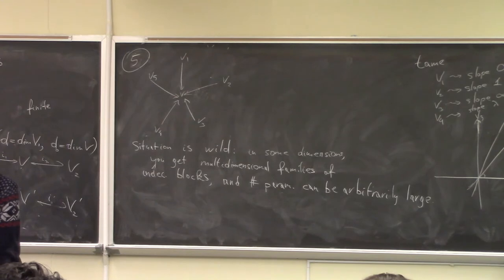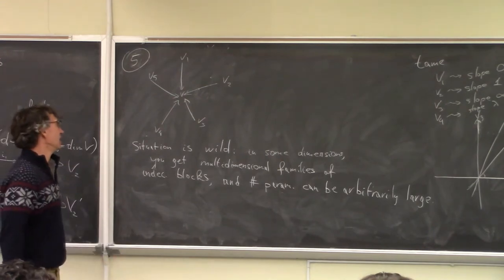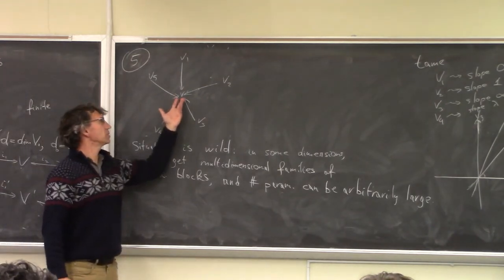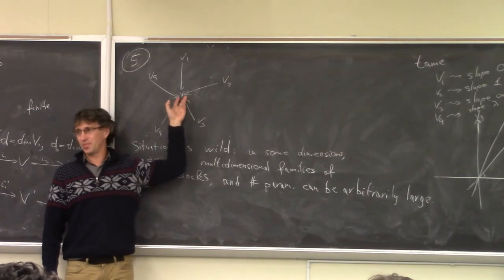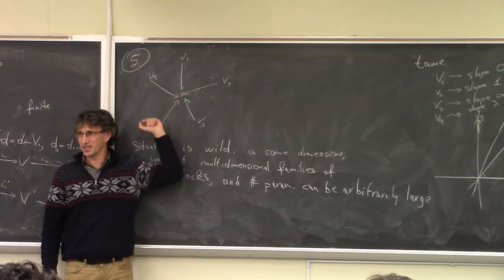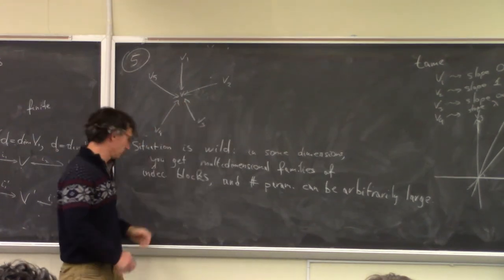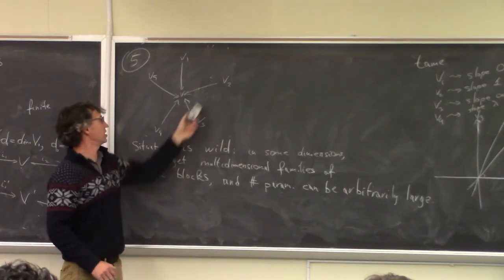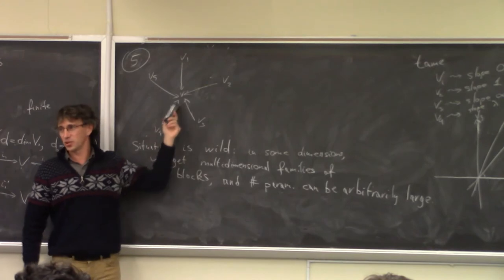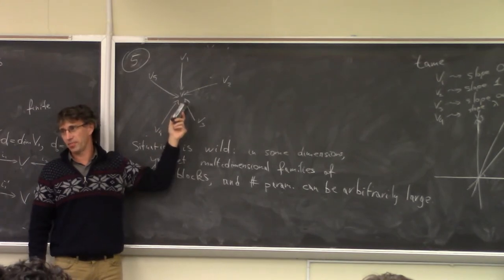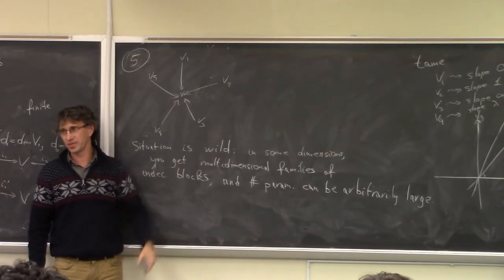Can you give an example when we have this bad behavior? I can give you examples where you have a two-dimensional family. I can give you a dimension where you have a three-dimensional family. The two-dimensional family is very easy to do. If you put here C2 and each of these being one-dimensional, then you already have a two-dimensional family.